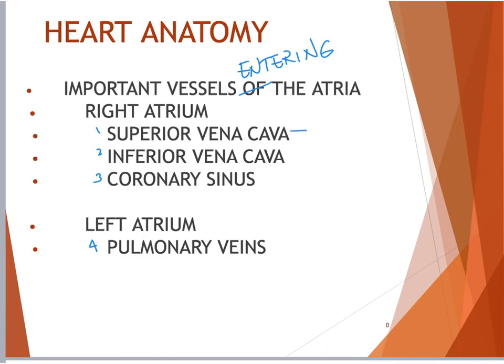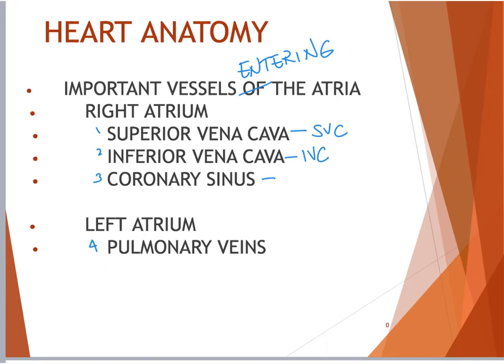So, entering the right atrium, the first we're going to talk about is the superior vena cava, often abbreviated SVC. The superior vena cava returns blood from body regions superior to the diaphragm. The inferior vena cava, often abbreviated IVC, returns blood from body regions below the diaphragm. And finally, the coronary sinus collects blood draining from the heart muscle or myocardium and returns it to the right atrium.